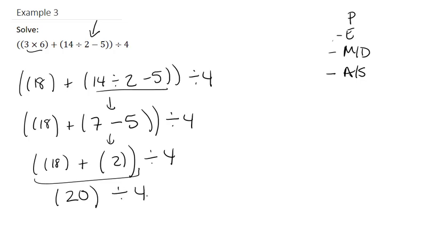Then we need to divide by 4. So this is our last step. As we've dealt with our parentheses here, we don't have exponents, and then the next step would be to multiply or divide. So 20 divided by 4 is equal to 5. And that would be our solution.